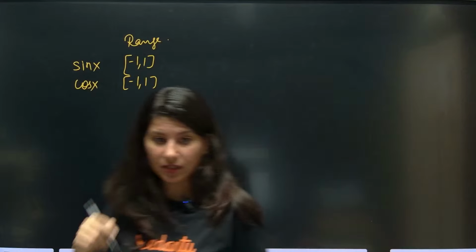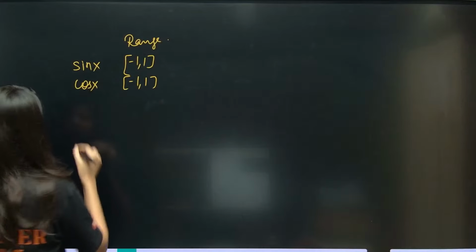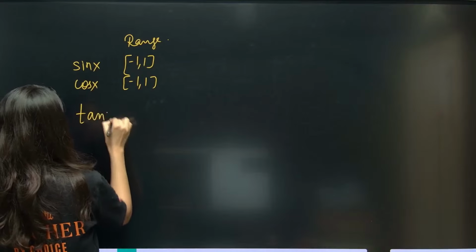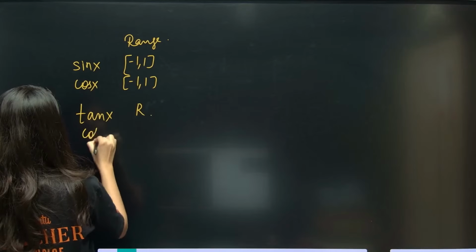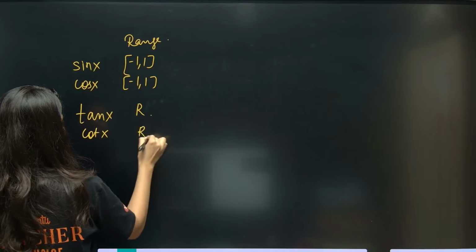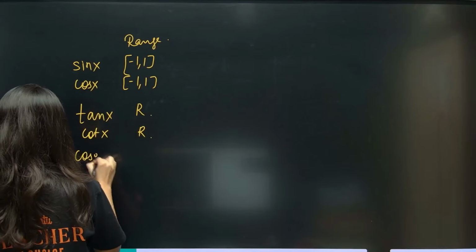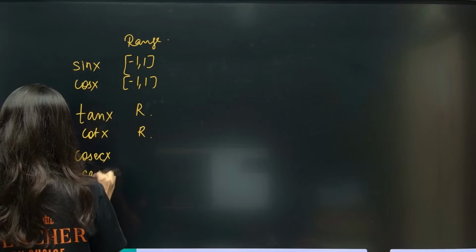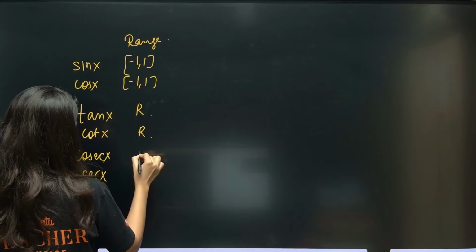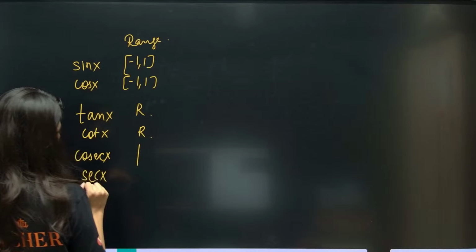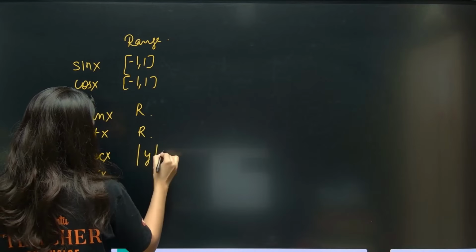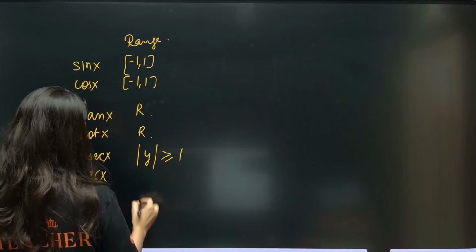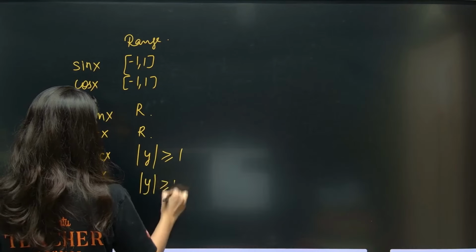Sin x, cos x. Okay, tan x. Tan x range is all real values, cot x range is also all real values. Then cosec x and sec x. So what will the range be? Magnitude of y, sorry, mod of y greater than 1. Here also mod of y greater than 1.